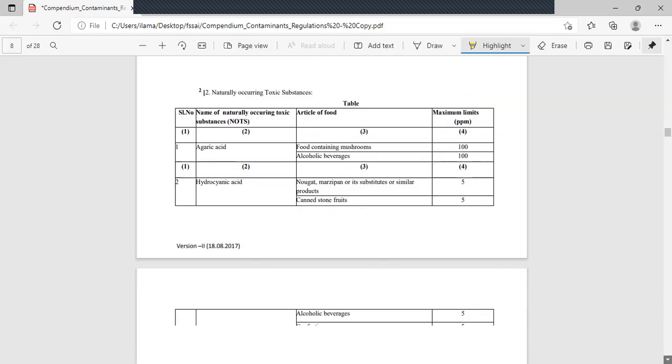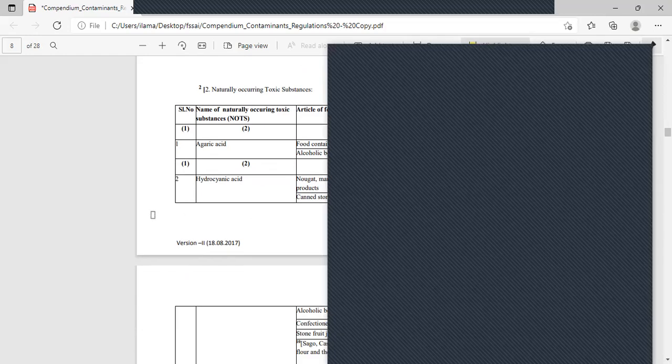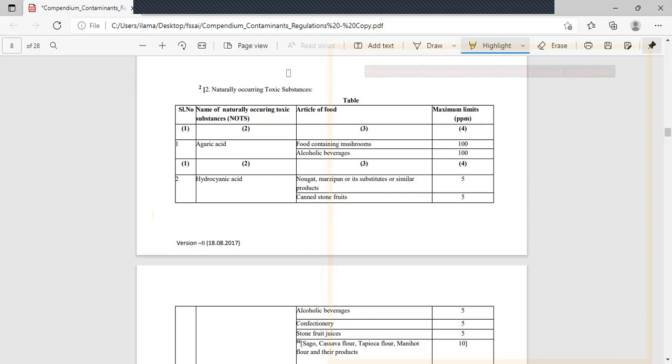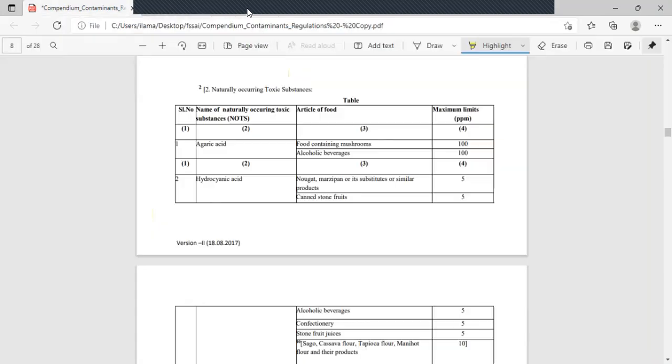Note this, just note in which articles they are found and what is the maximum limit.